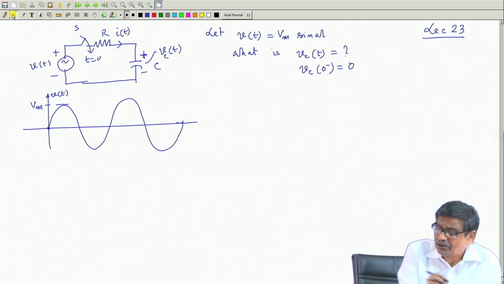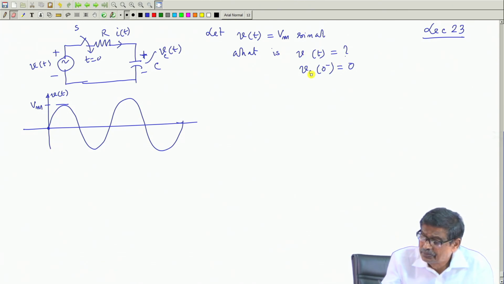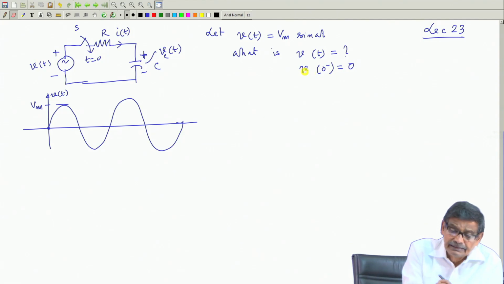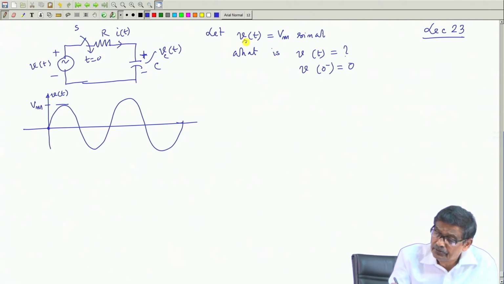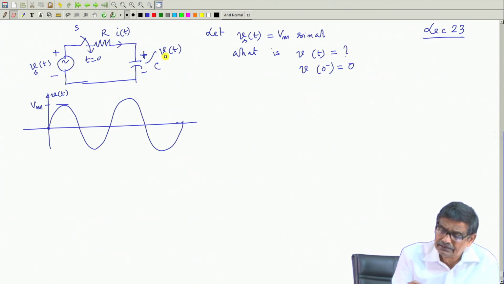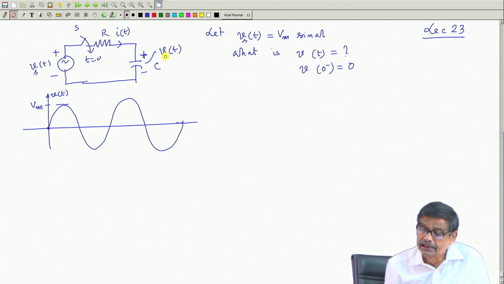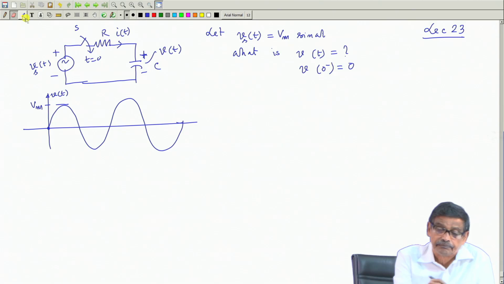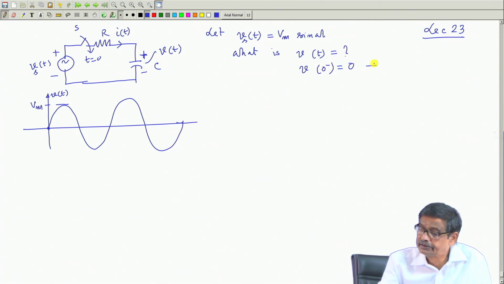If you allow me, I will write this as supply voltage Vs, and simply write the voltage across the capacitor as V t. So, Vs t is V max sin omega t, and the given boundary condition tells you that V 0 plus has to be also 0.